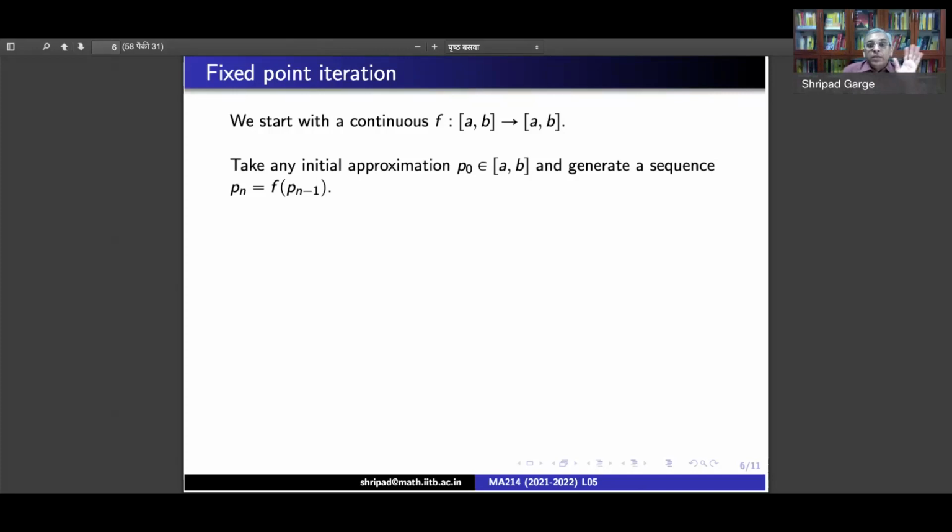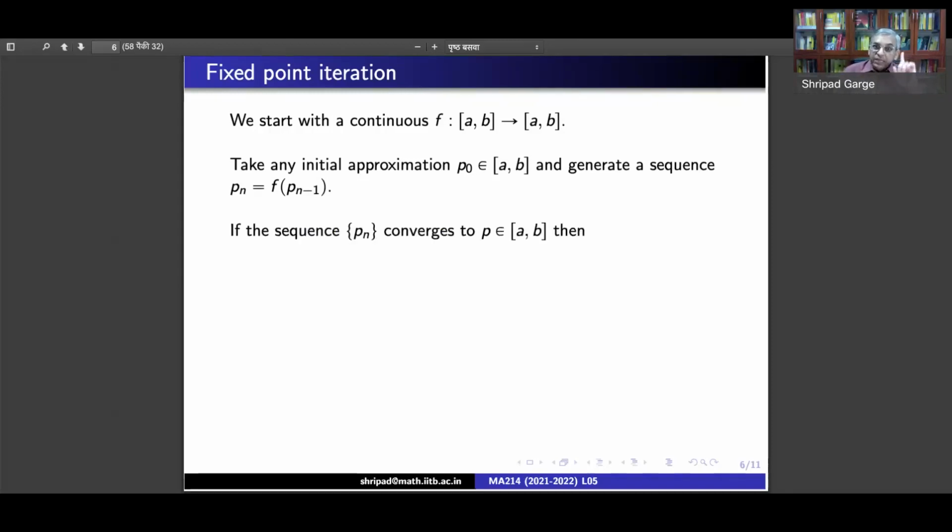Now this sequence might be convergent or may not be convergent. What we know certainly is that the sequence is bounded, because the function is taking the interval [a,b] to itself. So the sequence is bounded, but it can be an oscillating sequence. It may not really be convergent.